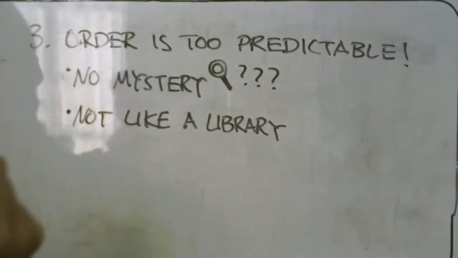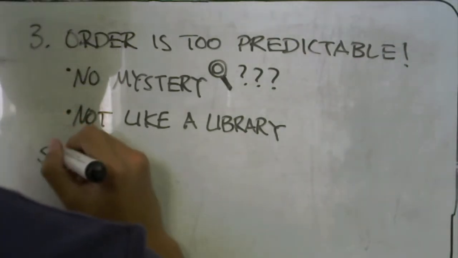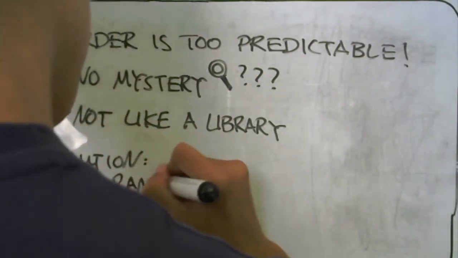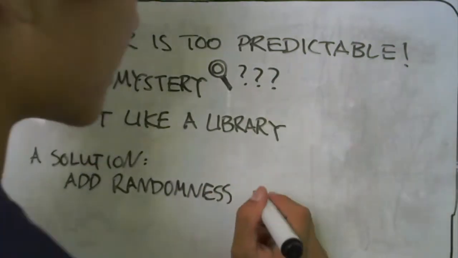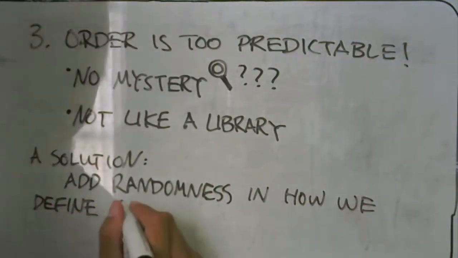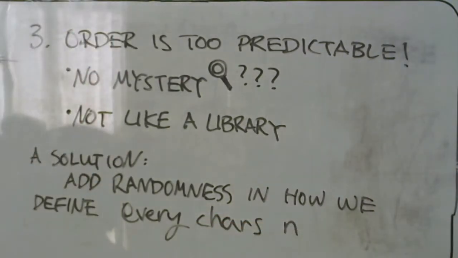or something completely unexpected. A possible solution to this is to add some randomness, add some random spice into how we define every cars n. And this random order could spice things up so that every time we run it, we're going to get an all-new Library of Babel that's unpredictable, unless we know the random seed.